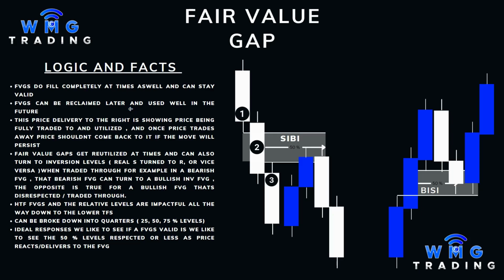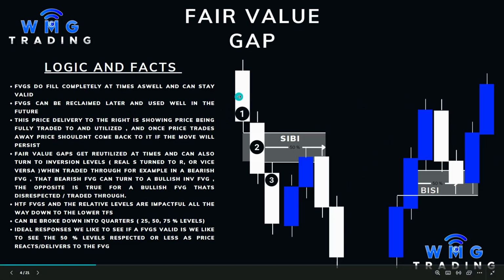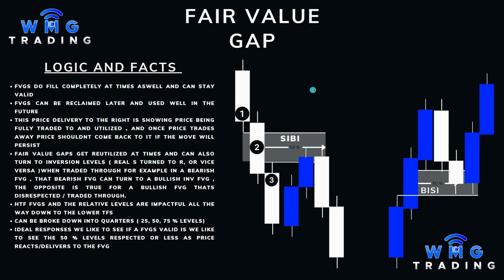The price delivery to the right over here, that's showing price being fully traded to and utilized, and then once price trades away from it, away from the fair value gap, it's not generally expected that it will come back if we are in a heavily bearish market or a heavily bullish market, right? So just some things to consider.